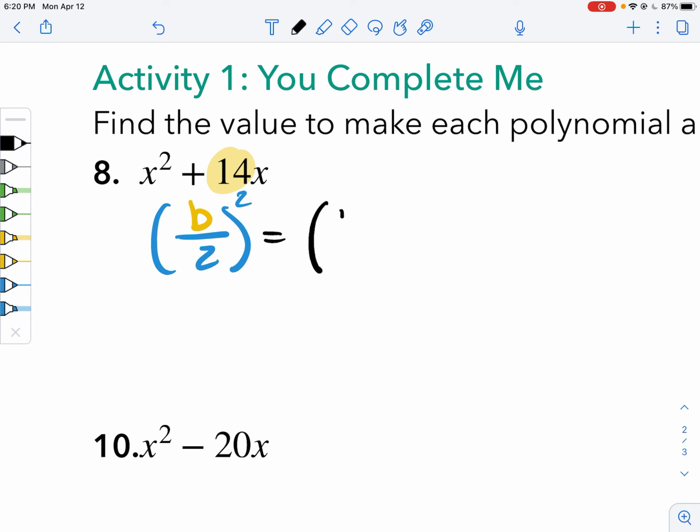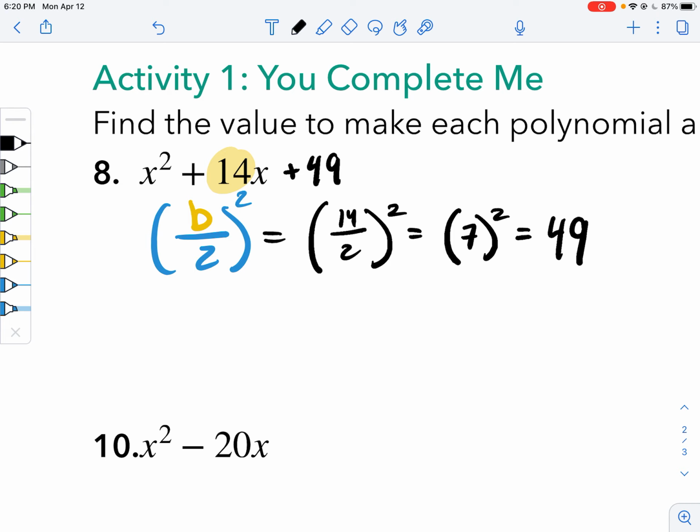So that'll be 14 over 2 squared. Half of 14 is 7. And now we need to square it, 49. So to make this a perfect square, we just need to add 49. I'm just gonna highlight it in blue. There you go.